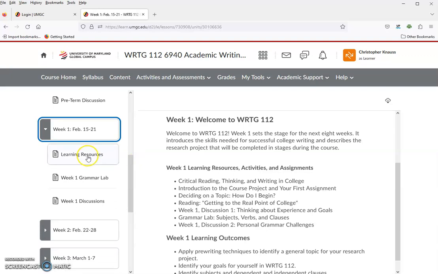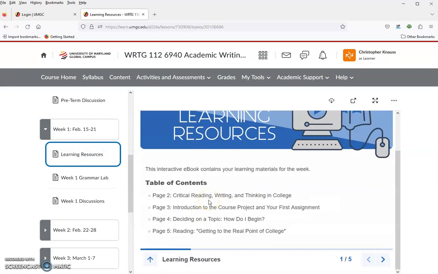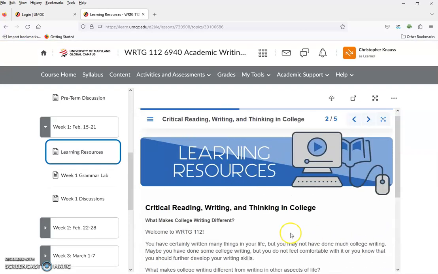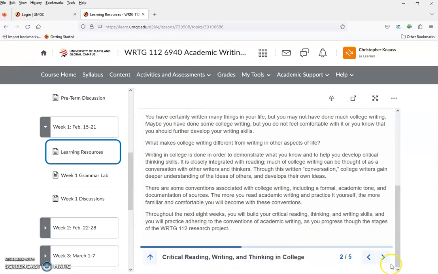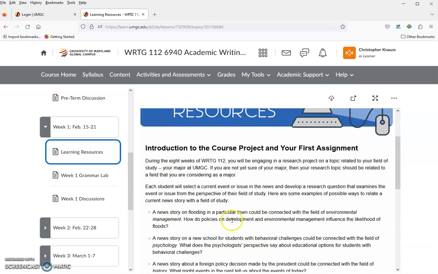So each week there'll be learning resources. We don't have a textbook, so it's important for you to go through those because all the resources are there to help you complete the assignments, and it's what you're paying for. Go through all of these. I think this one's particularly relevant for an introductory topic, as it talks about basically what the major part of this course is that you'll be doing, they call it a course project.